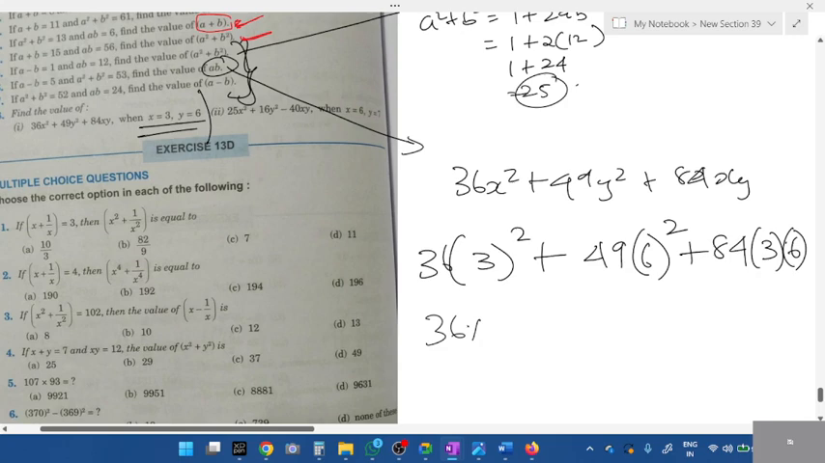So 3 square is 9, multiply this. 49 into 6 square is 36. Multiply. 84 into 6 into 3 is 18. You multiply everything and add, you'll get the answer.